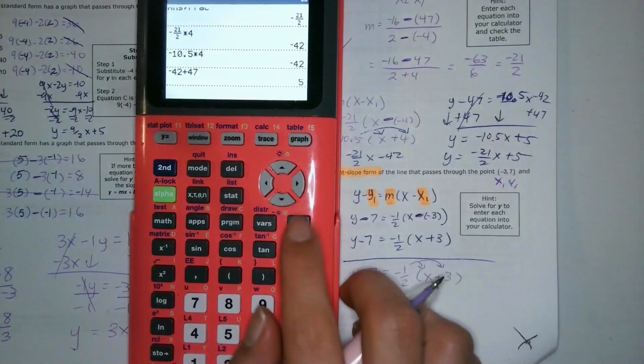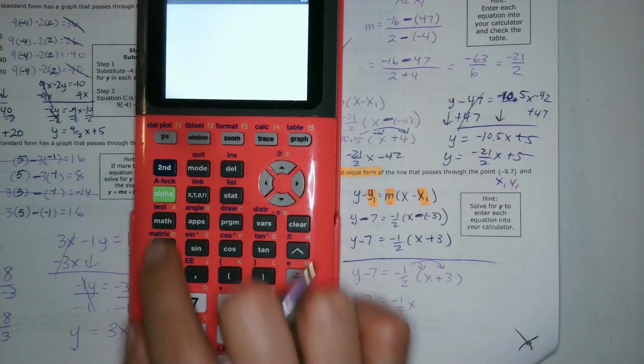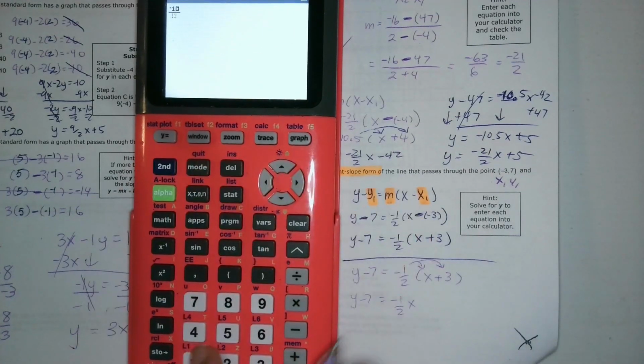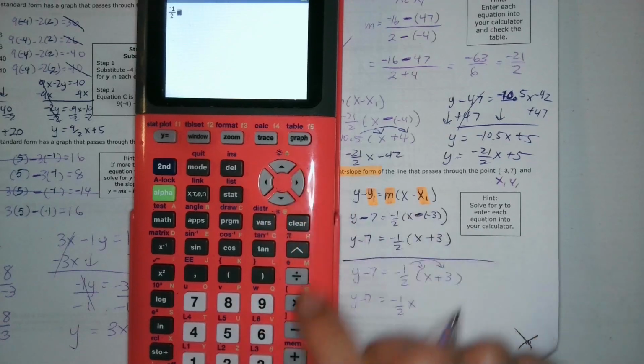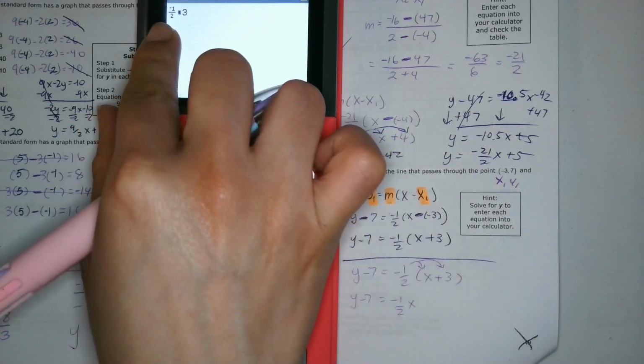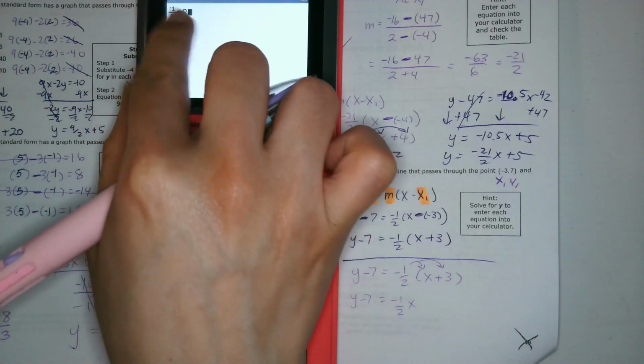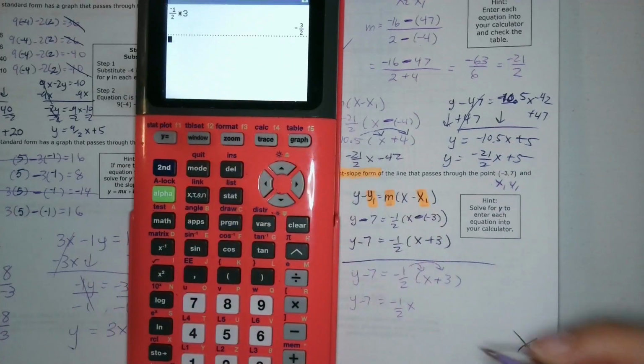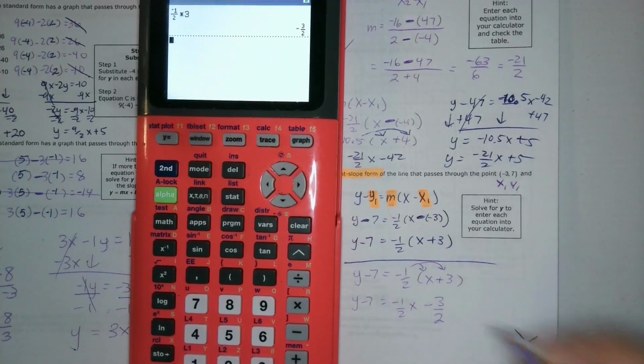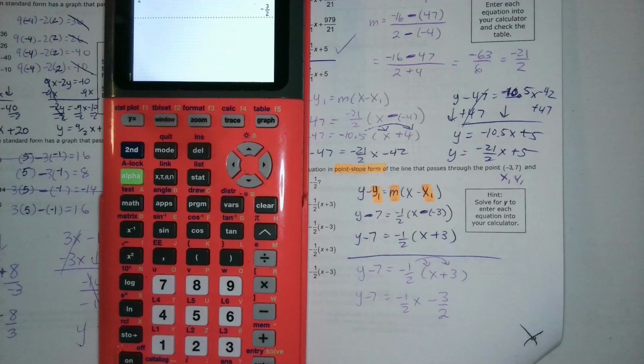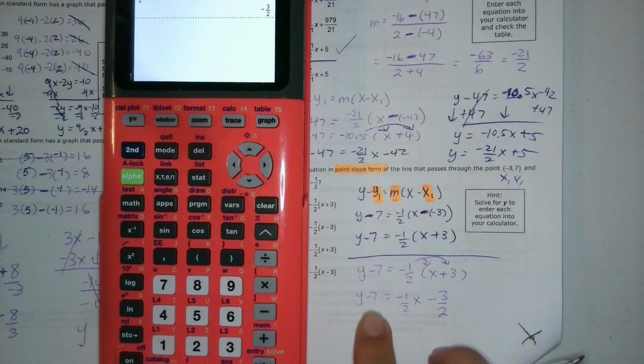But if you're not confident, just clear the screen and type it in there. Alpha y equals enter, negative 1 over 2 times 3. Because this is a fraction and that's a whole number, you're only multiplying the top. So you're going to get negative 3 over 2. It's okay if you don't know that. Just use your calculator. It's your buddy. Buddies help each other.